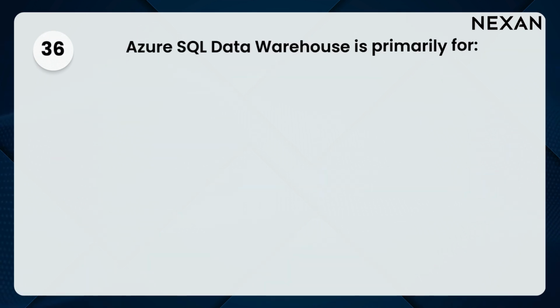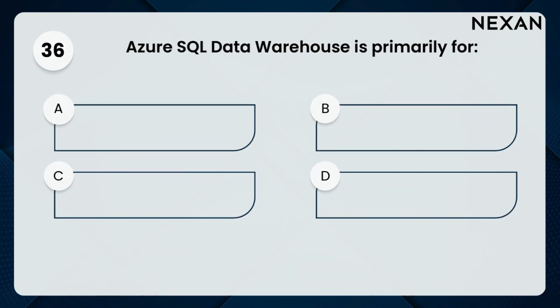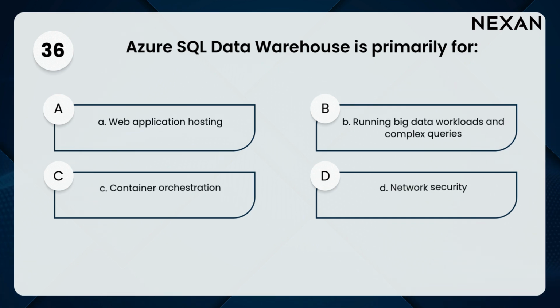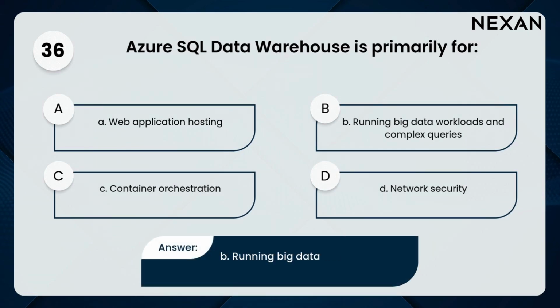36. Azure SQL Data Warehouse is primarily used for A. Web application hosting, B. Running big data workloads and complex queries, C. Container orchestration, D. Network security. Answer: B. Running big data workloads and complex queries.